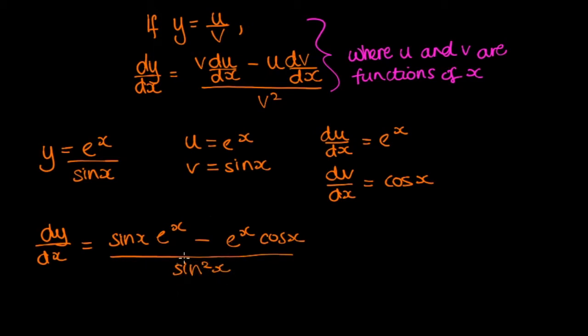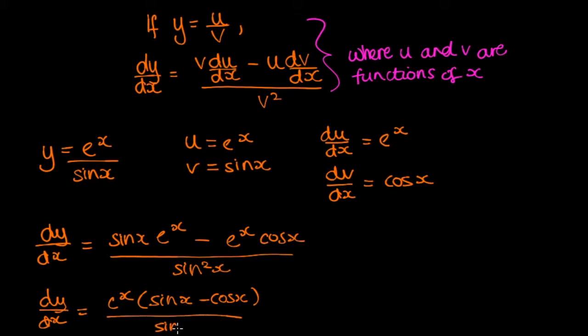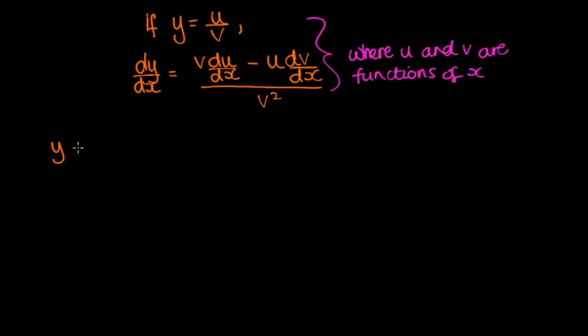So if we neaten this up, we can factorize out the e to the x. So dy by dx is equal to e to the x times (sine x minus cosine x), all divided by sine squared x. So next up we have y being equal to x over (2x squared plus 1) to the power of 3. So the function of x in the numerator is x, and the function of x in the denominator is (2x squared plus 1) to the power of 3.